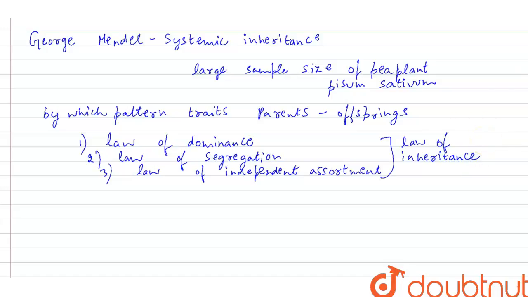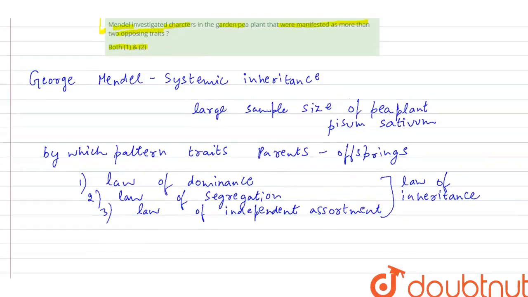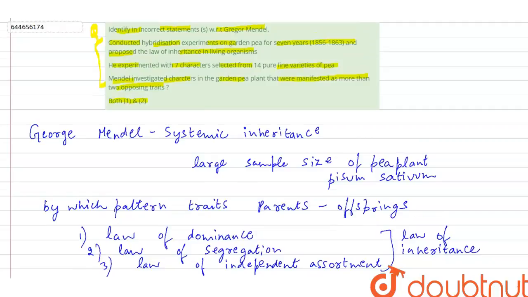So the next we have is our first statement, which stated that he conducted hybridization experiments on garden pea for 7 years and proposed the law of inheritance in living organisms. So this is the correct statement, as he conducted hybridization experiments on garden pea.